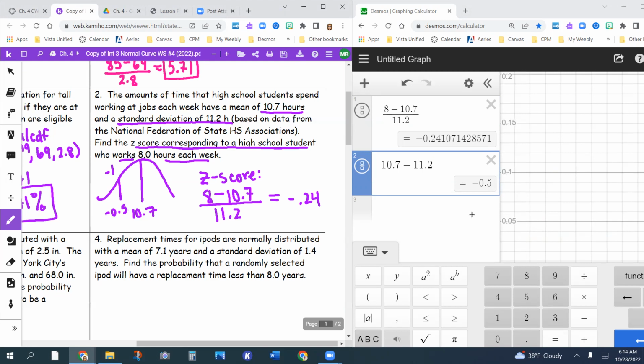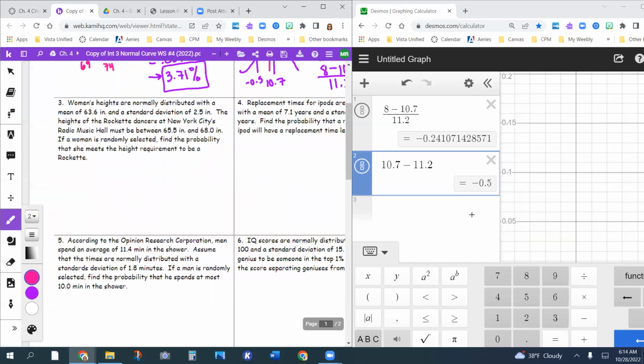So we are going to be on the negative side, but we're going to be closer. Let me just draw it in pink here. We're going to be closer to the 10 than to that. So a z-score of a negative 0.24 makes sense because it's definitely not negative 1. It's definitely closer to 0.